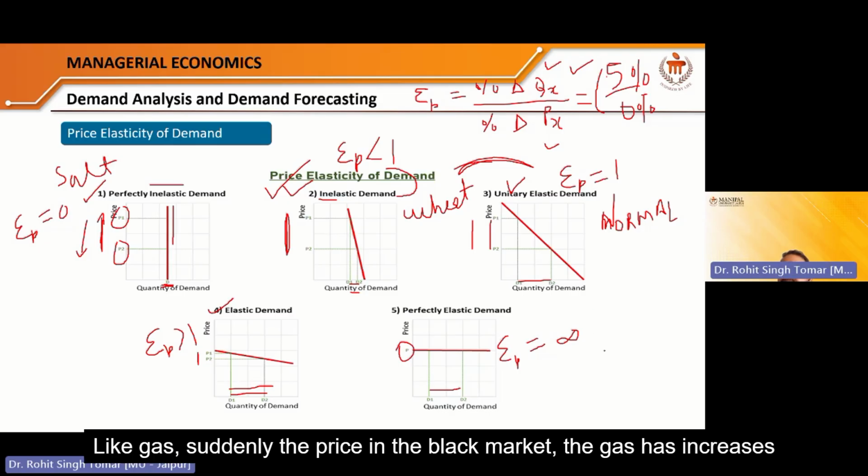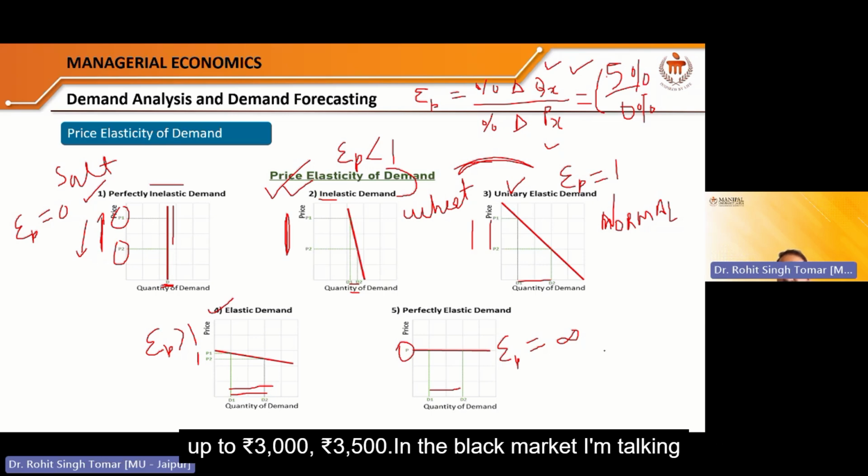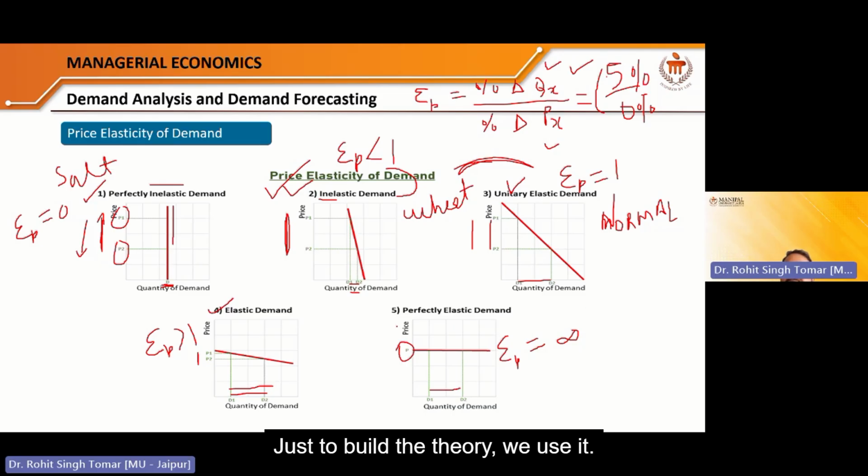Like gas, suddenly the price in the black market has increased up to 3,000 rupees, 3,500 rupees; I'm talking about the black market. So those who can afford it can purchase it, and the rest of them are not purchasing it. So it is again a hypothetical condition. Just to build a theory, we use it.